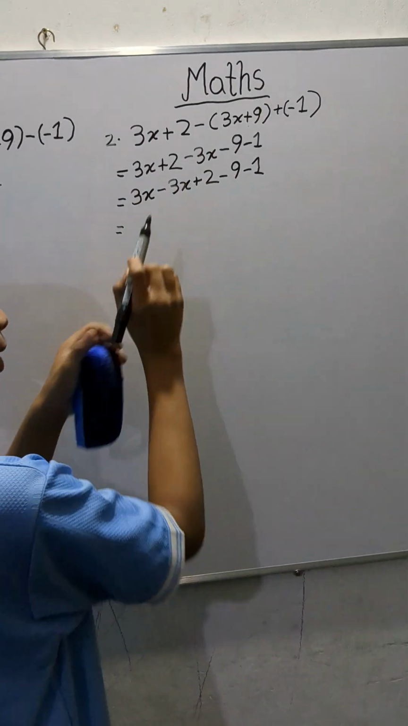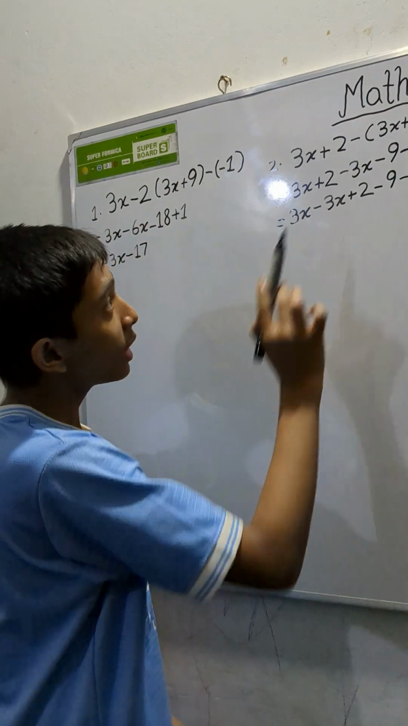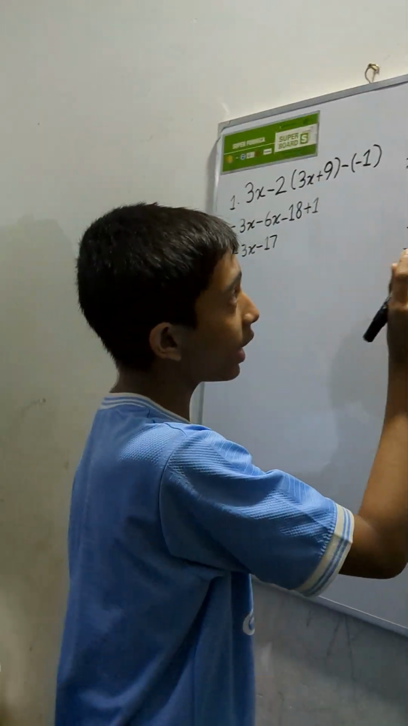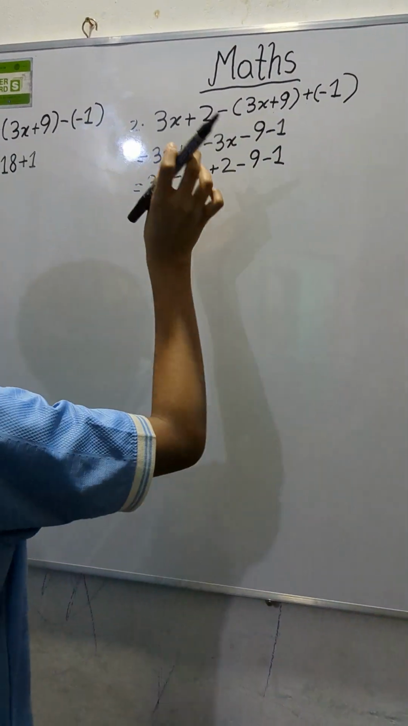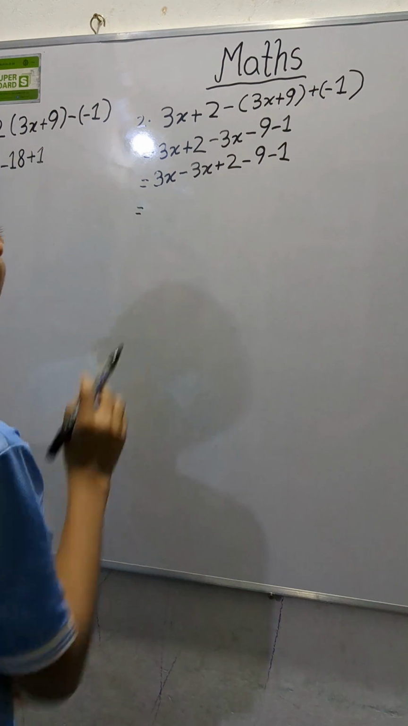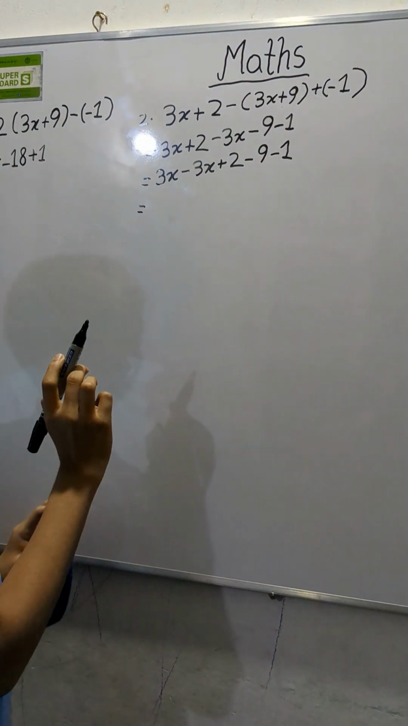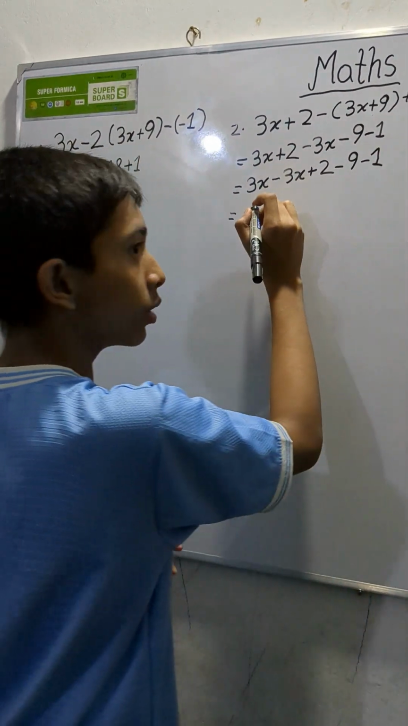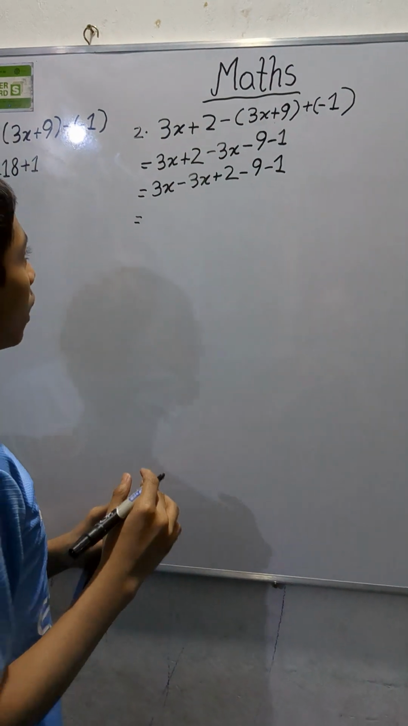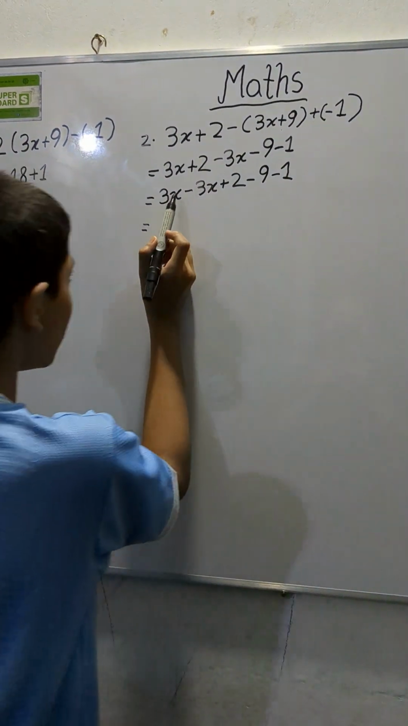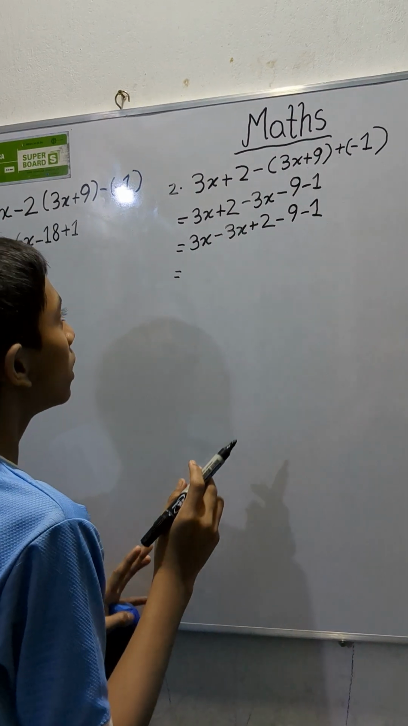I'm telling you again, here's 3x, but here's 2 only, so we can't do anything here. But here's minus 3x. After 2, here's minus 3x. So we'll take minus 3x after 3x. Then we'll be able to do this, because here is also x and here is also x. So 3x minus 3x, if we multiply this, there's nothing. It's 0.